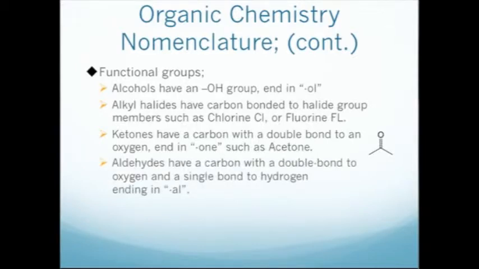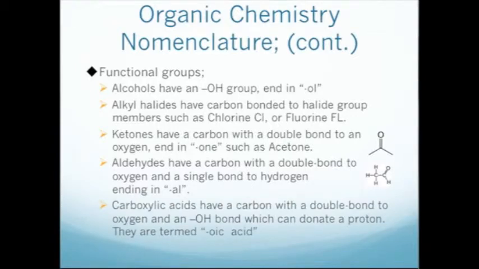Aldehydes have a carbon with a double bond to oxygen and a single bond to hydrogen, ending in AL as a term. Carboxylic acids have a carbon with a double bond to oxygen and an OH bond, which can donate a proton. They will be termed as an oic acid.